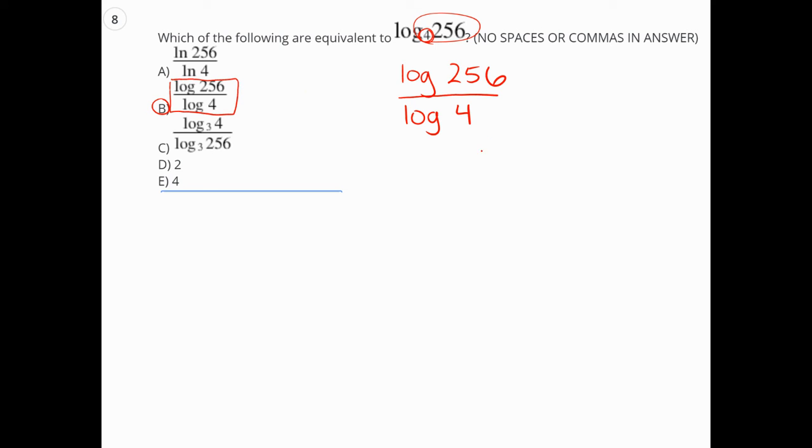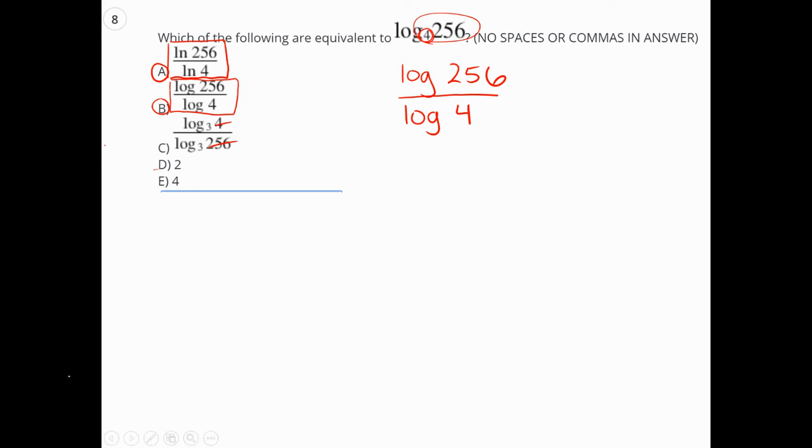But common log is not the only way you could do it. You could also do it with any base you want, including a natural log. You could do pretty much anything. So if we look at answer choice A, it has the same thing, only natural logs. So that would also be correct. The only problem with C, so C could also work with the base 3, is that the 4 and the 256 are in the wrong locations. So that one is not correct.